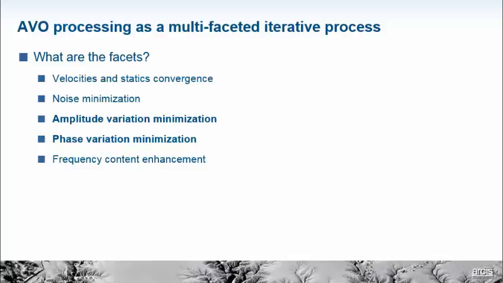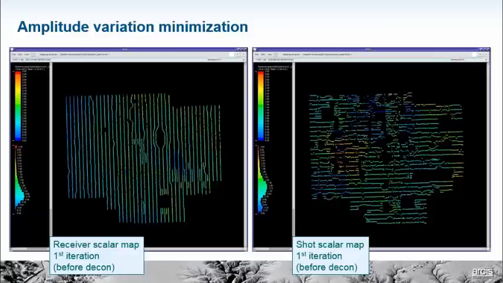You'll notice the verbs have been chosen carefully here: convergence, minimization, and enhancement. As we go through more and more iterations, we're expecting these processes to do less and less. And we're going to illustrate that now. First of all, we'll start off by looking at amplitude variation.